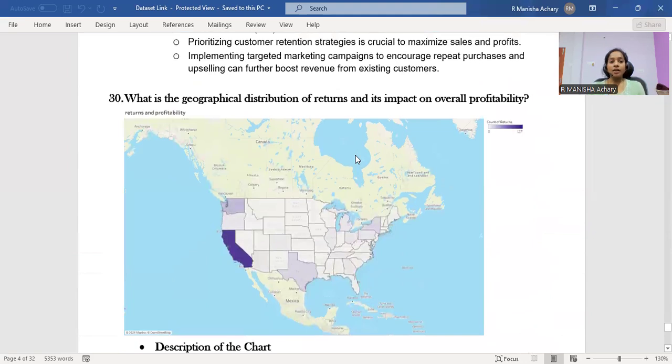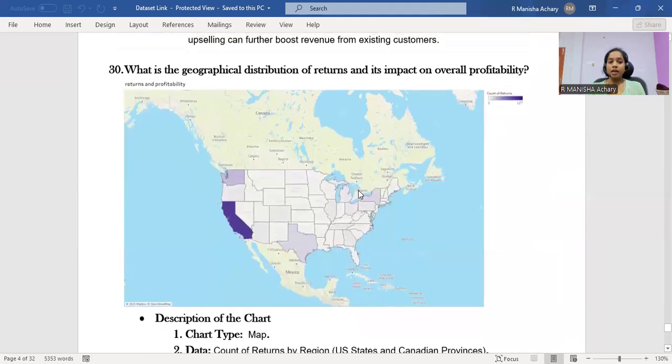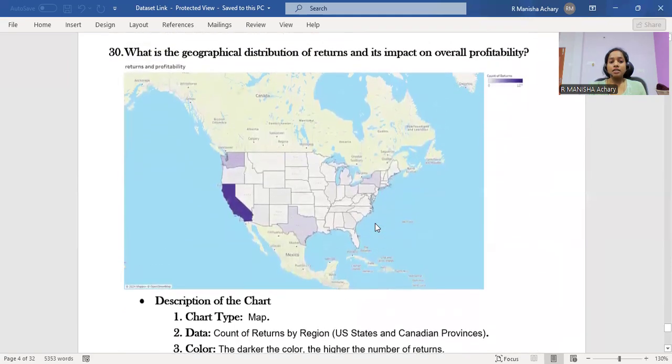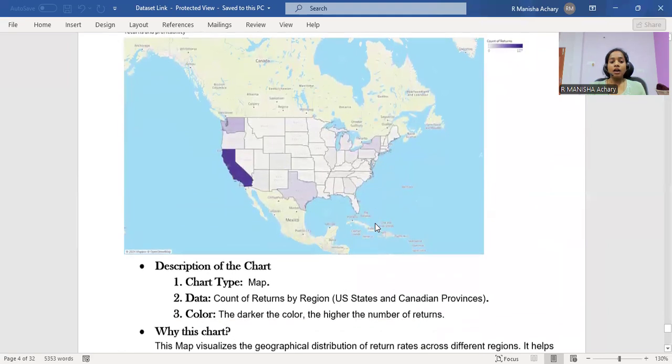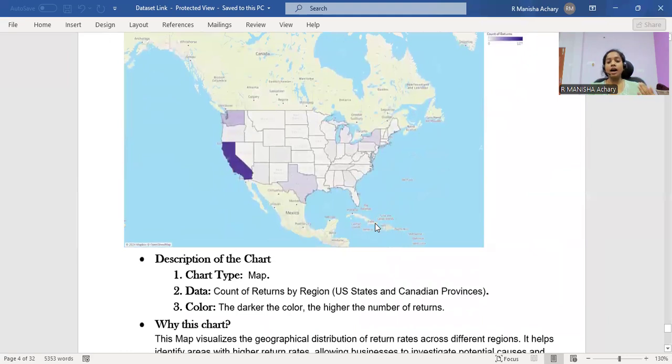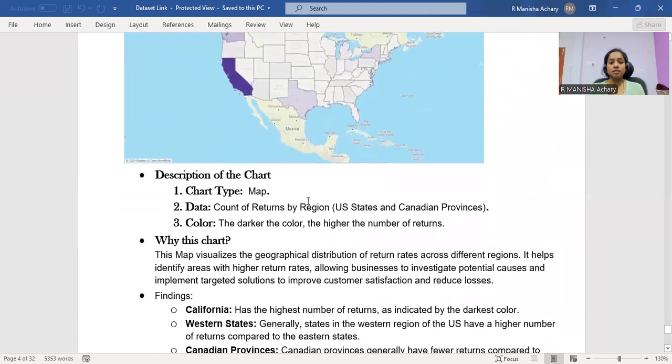This is the geographical distribution of returns and its impact on overall profitability. Chart type: because it asks for geographical distribution, I have used a map, and the data is the count of returns by region, US states and Canadian provinces. Color: the darker the color, the higher the number of returns.